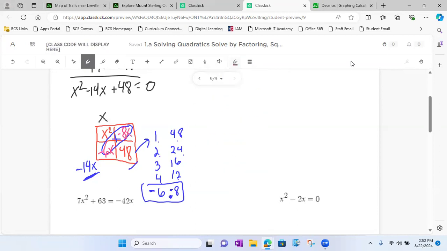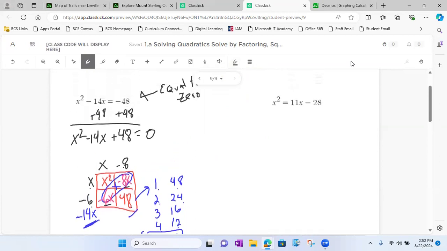So x times x is x squared. X times negative 6 is negative 6x. X times negative 8 is negative 8x. And we know negative 8 times negative 6 is 48. So that is fully factored. Once we have it factored, I'm just going to simply put it in as x minus 8. We've changed its form to factored form: x minus 8 times x minus 6 equals 0.